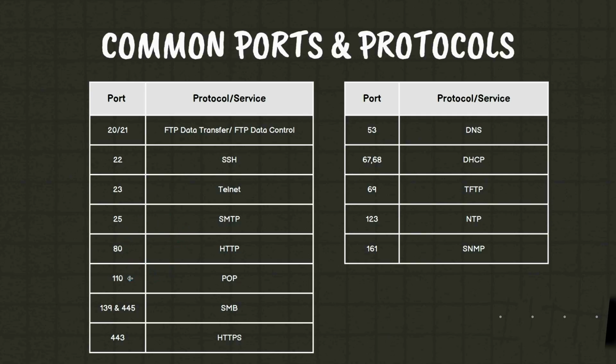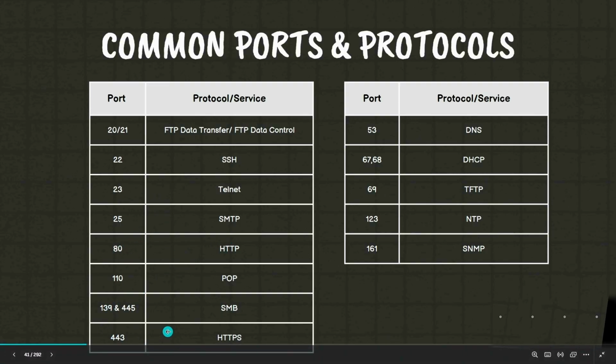Both of these are email related ports and protocols, where SMTP is used to send emails from client to server. POP is used for retrieving emails from a server to a client. Next we have port 80 and 443.